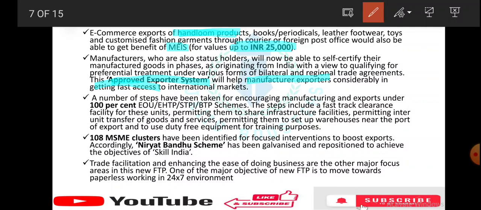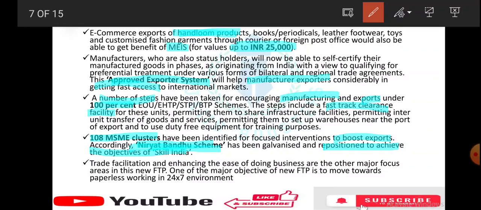A number of steps have also been taken for encouraging manufacturing and exports under the 100% EOU and EHTP schemes. The steps include a fast track clearance facility, and also 108 MSME clusters. What is the use of 108 MSME clusters? These are helpful to boost exports. According to the Niryat Bandhu scheme, the main objective has been galvanized and repositioned to achieve the objectives of Skill India. It helps Skill India.